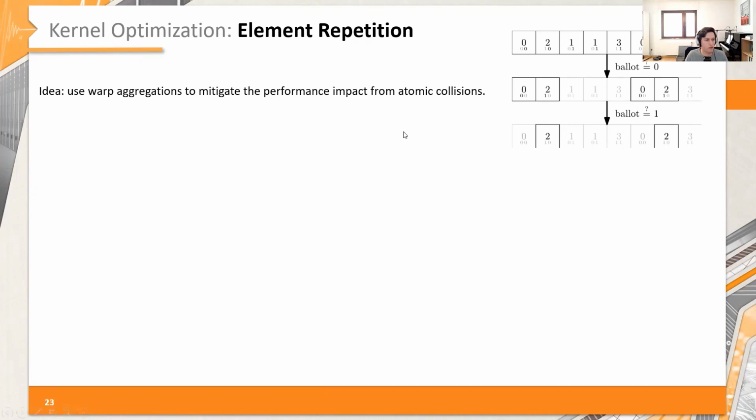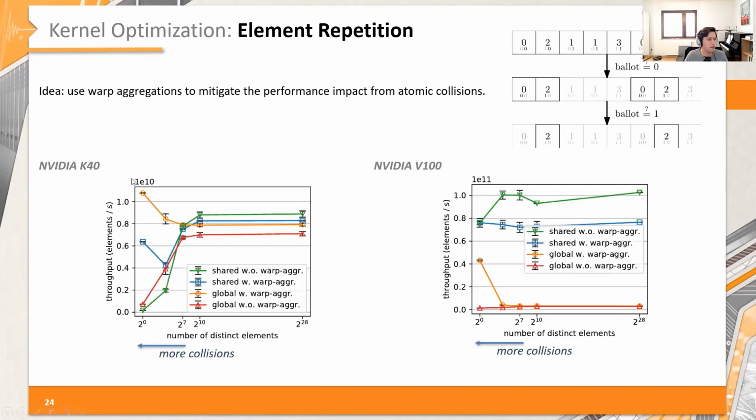The impact of this, again, varies very heavily based on the architecture. Here you see the K40 and V100 again with global and shared memory atomics. For the K40, if you have a small number of distinct elements, which also means a lot of atomic collisions because they all have the same bucket index, then you can see here on the red line the performance drops heavily. So going to the left, we have a larger number of collisions. The performance drops heavily, and only at around 1024 elements does it become comparable to not having any collisions, or not more collisions than the average number.